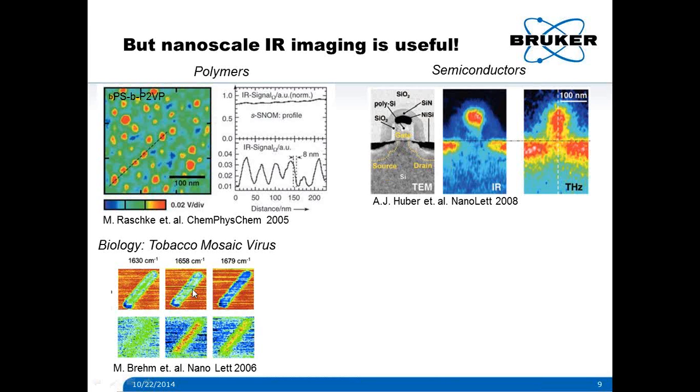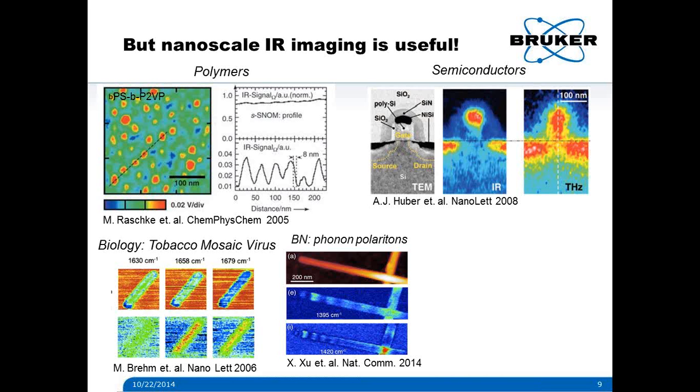The important thing is that he looked at the amide 1 resonance of the shell of this virus, which shows up at 1660 wave numbers, so he sees a resonance, and this is the reason why he can image this virus.